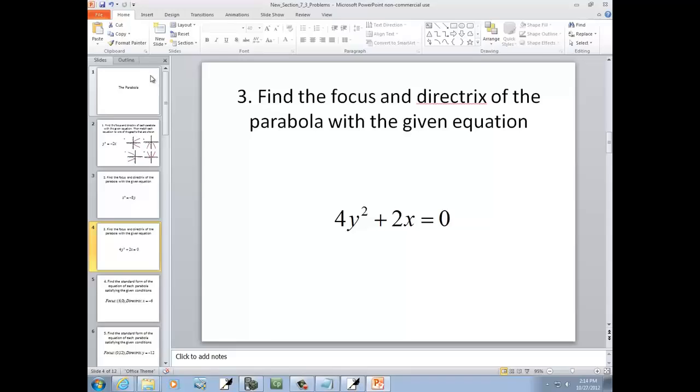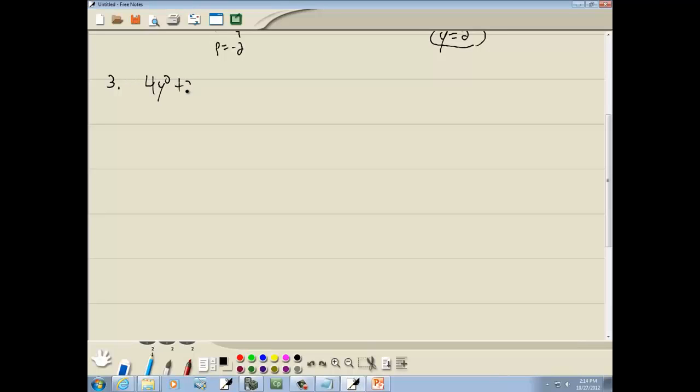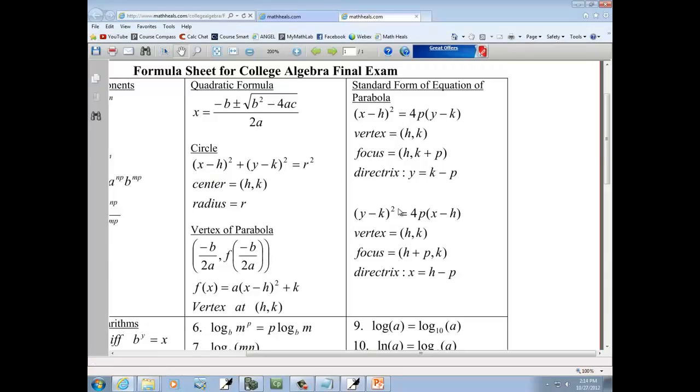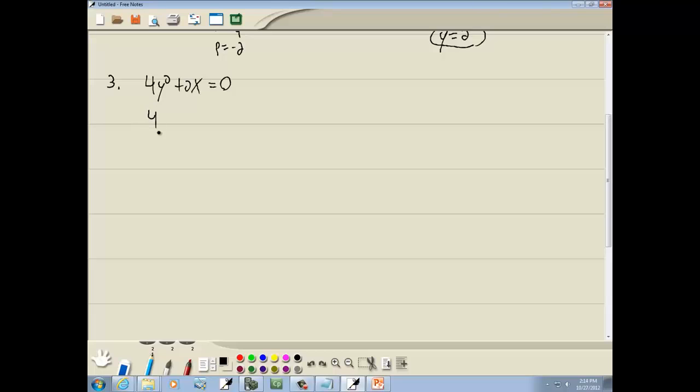Number 3, we have 4y squared plus 2x equals 0. It says find the focus and directrix. Okay, well let's go look at our forms. Obviously we want the squared on the y, so we want the bottom formula. I want that as y minus something. We can't have any number in front of the y. Well, we also can't have the x over there, so I guess the first step is to move the 2x over to the right side, where it becomes a negative 2x. Now I don't want the number in front of the y, so I'm going to divide everything by 4. Like that. And those 4's would cancel and gives us y squared equals negative 1/2 x.